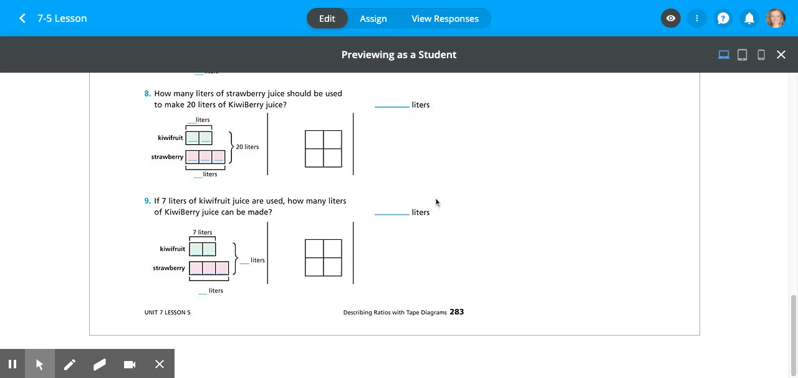So it says, how many liters of strawberry juice should be used to make 20 liters of kiwi berry juice? So we have our strawberry and our kiwi berry. We're looking at how much kiwi berry juice we can make. So we'll fill in this one first. So we know this is a total of 20 liters between both of these.